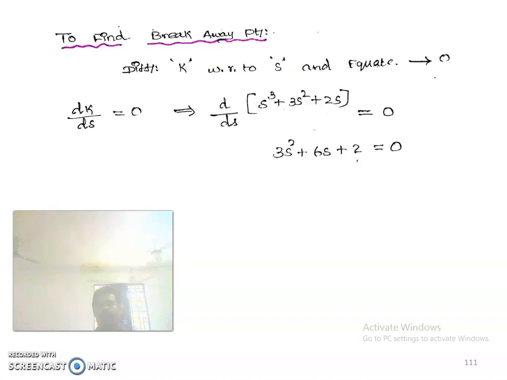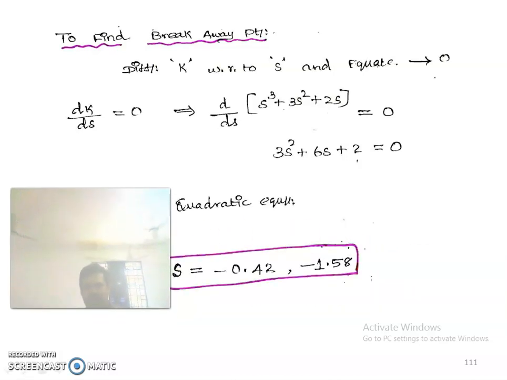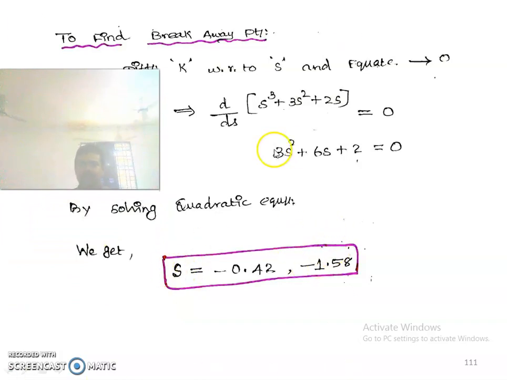So in order to find the breakaway point, we have to differentiate k with respect to s and equate it to 0. While differentiating, we are getting 3s² + 6s + 2 = 0. This is a quadratic equation. The roots of the quadratic equation we can find by (-b ± √(b² - 4ac)) / 2a. By substituting the values, we are getting the roots as s = -0.42 and another one s = -1.52.